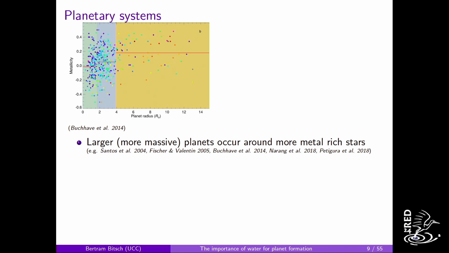And this, to some level, of course, makes sense, because if we need a lot of material to build a giant planet, and the star actually has more metals, more heavy elements, it makes sense that these would be the planets that form more preferentially around these stars.